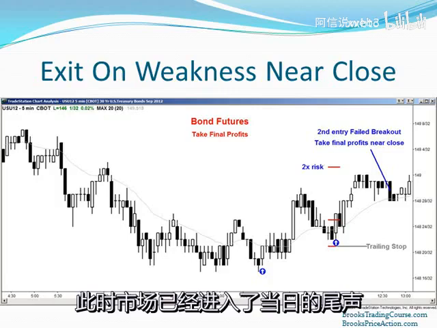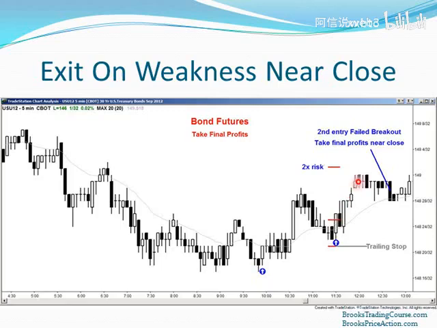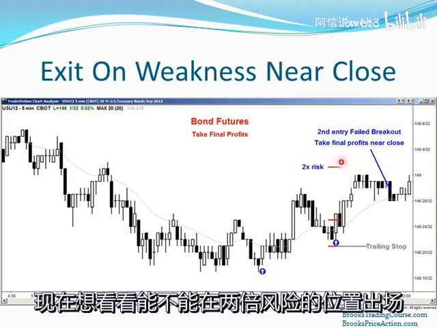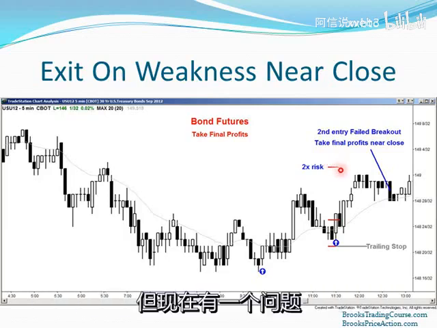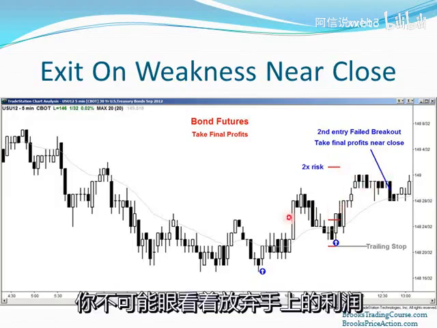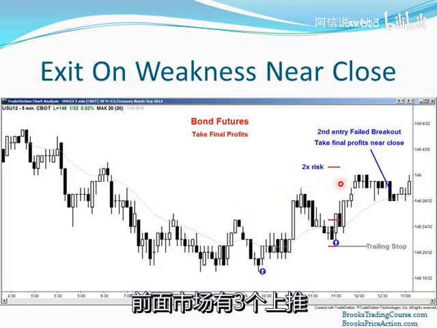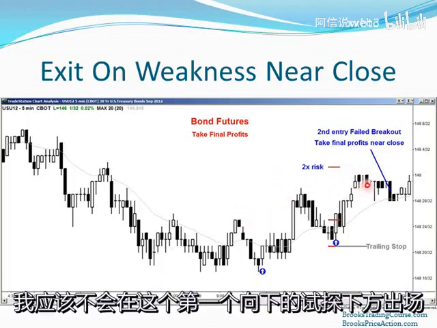At this point, we're getting late in the day, and if you bought the higher low major trend reversal and you're trying to see if you can get out at 2 times your risk, you have a limit order to exit up here. However, you have a problem. We're running out of time in the day. You don't want to give back all of your profit, and now we have 3 pushes up, so this might function as a wedge bear flag.